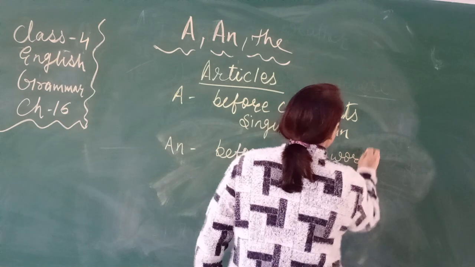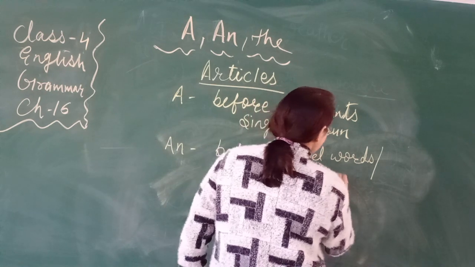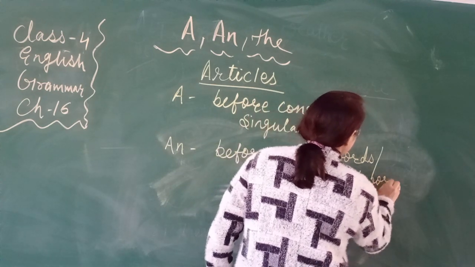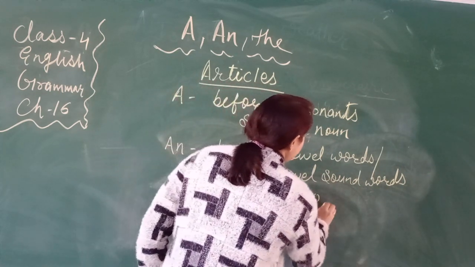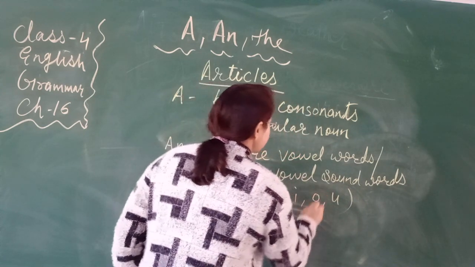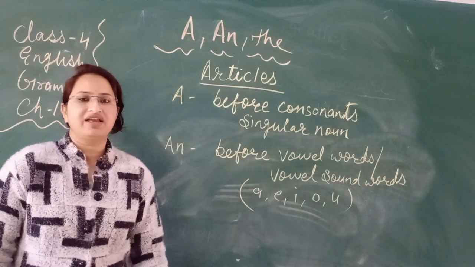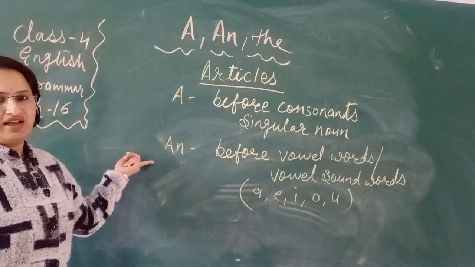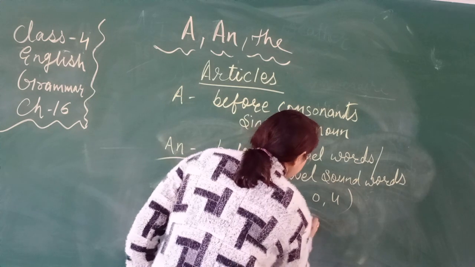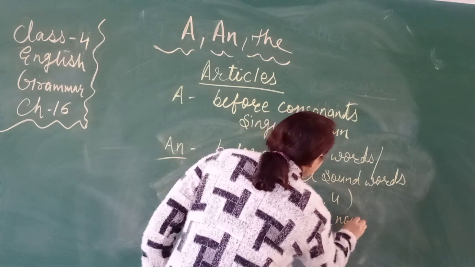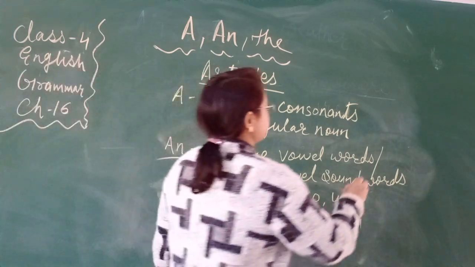words or vowel sound words. अब vowels क्या होंगे? A, E, I, O, U. These are 5 vowels. और जो भी words इन 5 vowels से start हो रहे हैं, उसके साथ हम क्या यूज करेंगे? आर्टिकल an with singular noun. So always you have to take care कि article only singular noun के साथ यूज होता है, plural के साथ नहीं. Like a book.